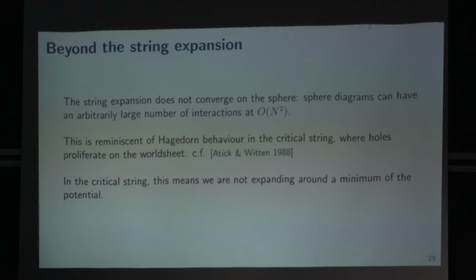So in the critical string, what this means is that you're not expanding around a minimum of the potential. You have some mode that becomes unstable, and you have to find some new minimum for it. For us, this means we have to find this new background, which from the point of view of the vacuum we started with, has some enormous number of excited strings in it.